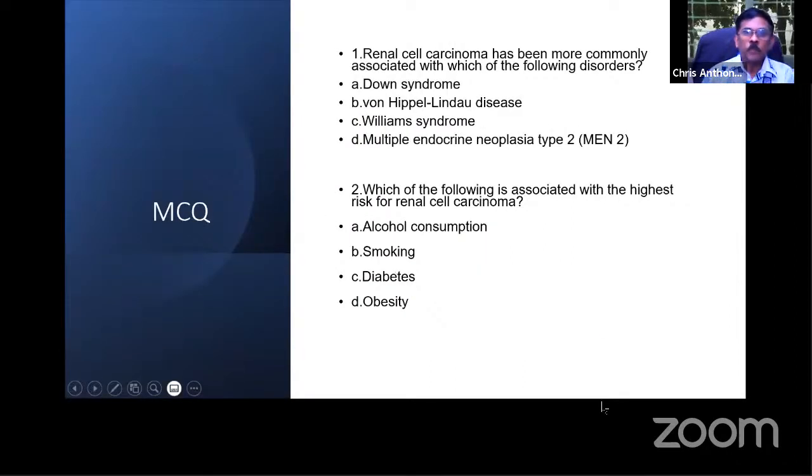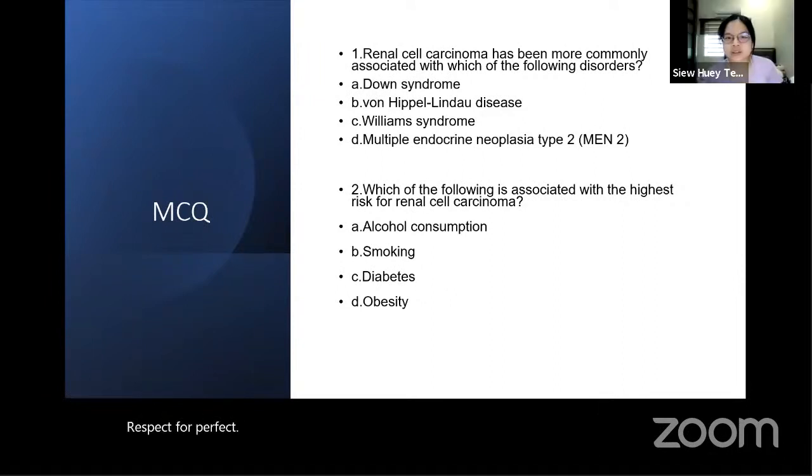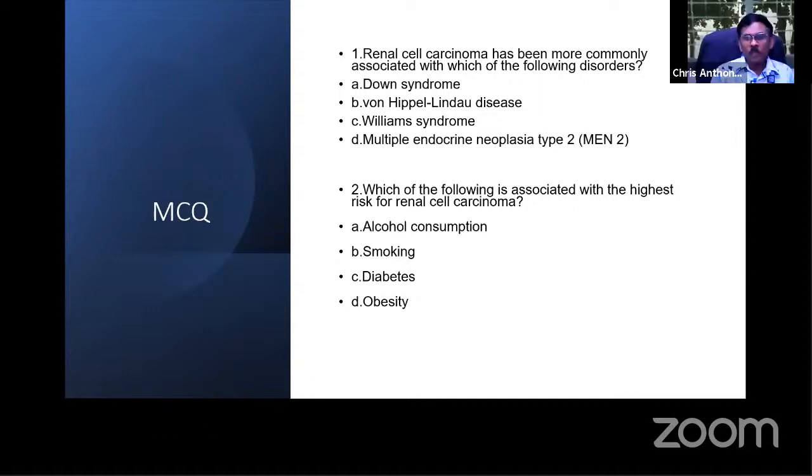Okay, so can you start? First question, first 2 questions. Renal cell carcinoma has been more commonly associated with which of the following disorders? B, Von Hippel-Lindau disease. Okay, I think quite straightforward.